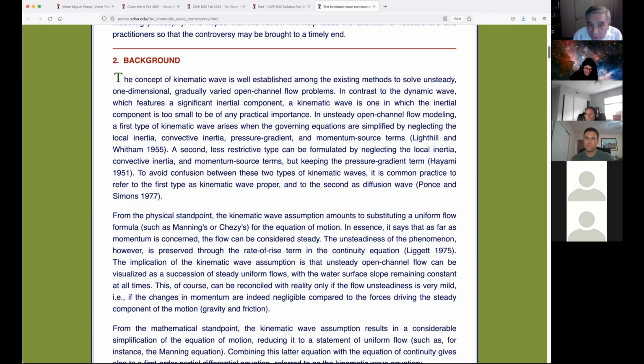A second, less restrictive type can be formulated by neglecting the local inertia, convective inertia, and momentum source terms, but keeping the pressure gradient term. The momentum source term is the term on the lateral inflow, by the way, which we will get into in more detail later on. Keeping the pressure gradient term, that was Hayami's invention. Hayami said, we're going to drop the inertia, but not the pressure gradient. So then we end up with the Hayami analogy, or diffusion analogy of Hayami.